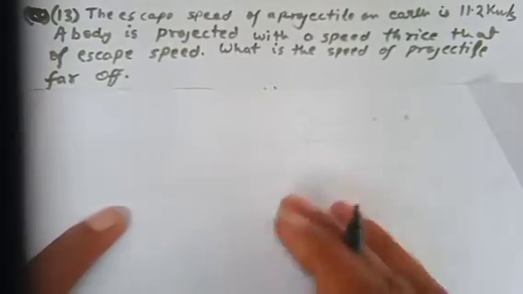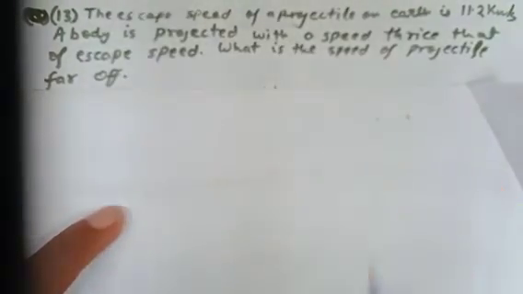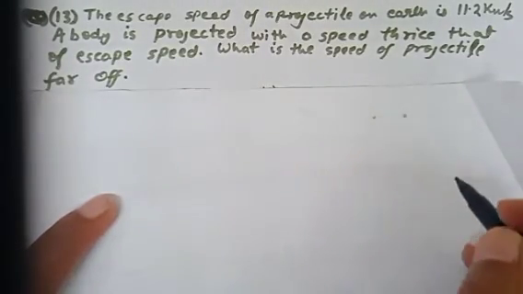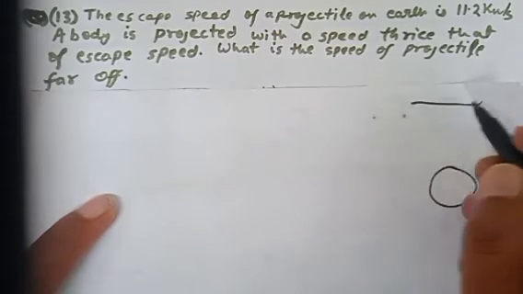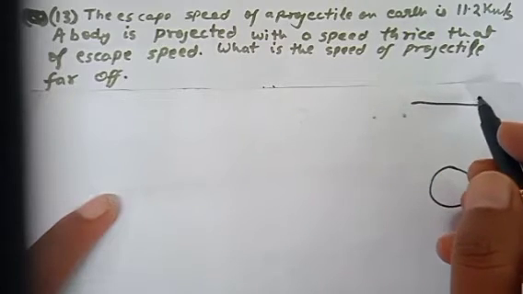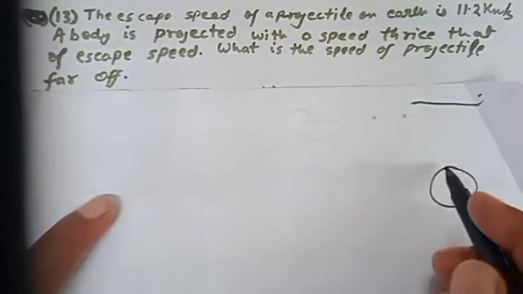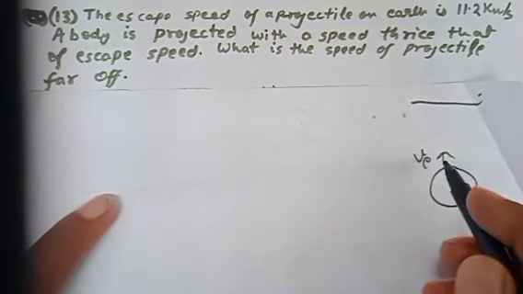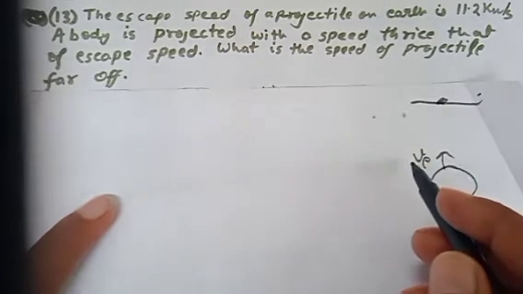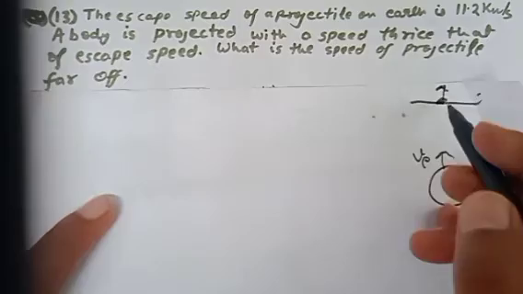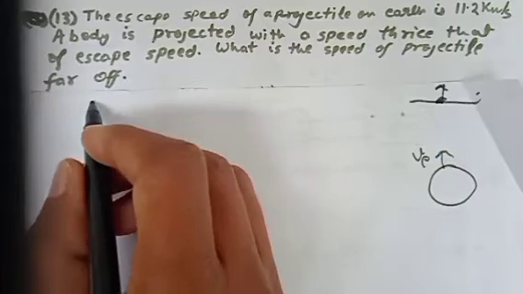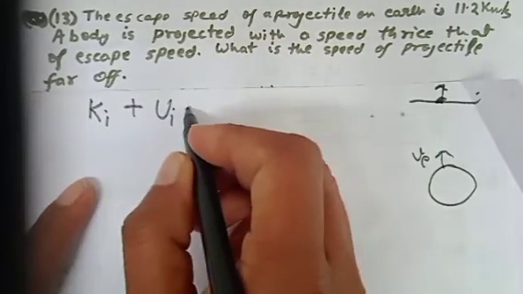Now the escape speed of a projectile on Earth, we know this. A body is projected with a speed thrice that of the escape speed. What is the speed of the projectile far off? Generally, when we derive the escape speed expression, we assume that here it will be exhausted, so its kinetic energy will end up here, and its potential energy also. But this time, VE is the minimum speed we give it so that it could reach till this. But if we give it more than this, it will be able to go far off. Far off means away from the gravitation of Earth. So one thing is for sure, that this equation will be applicable.